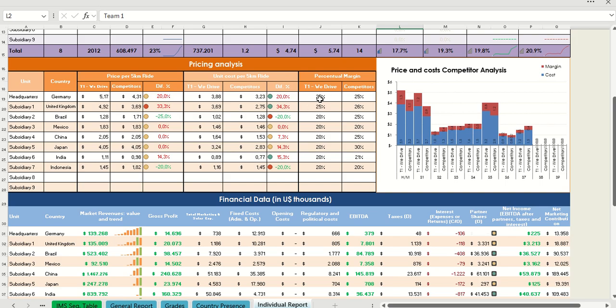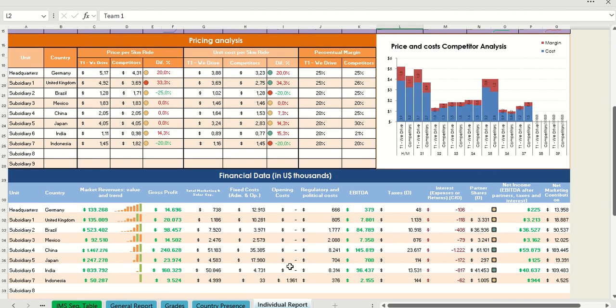And now we have here the percentage margin of the company and the competitors. As you can see here, for instance, in Japan, the company is charging 20% of margin, but competitors are charging 30%. You can also see in this graph that represents the margin that you receive and the costs, that's basically how much you're paying for the driver.